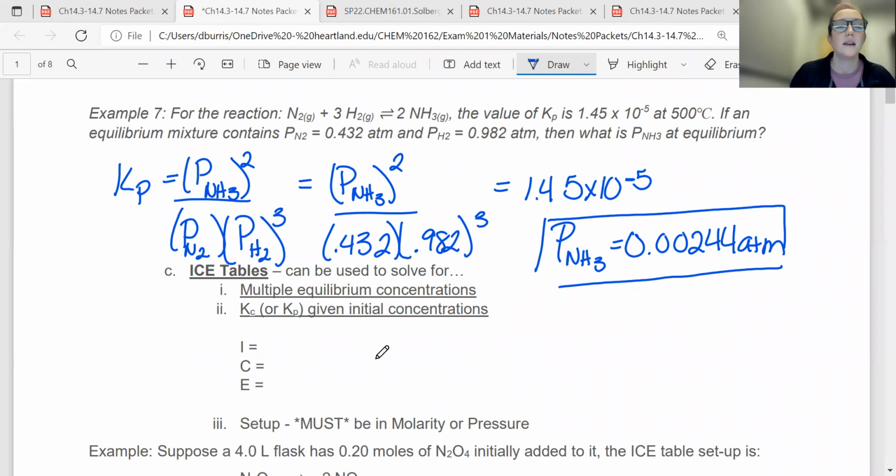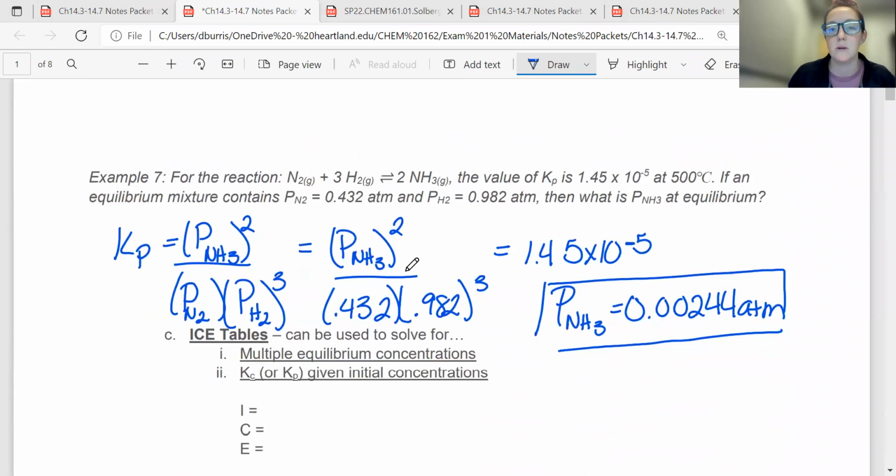pretty easily. Now, when you don't have all of the other information, so these examples up here were pretty easy because you're just missing one variable. A lot of the times though, we want to try to calculate K and we only have like one equilibrium concentration. And there are ways to do that. And that's called using an ICE table.